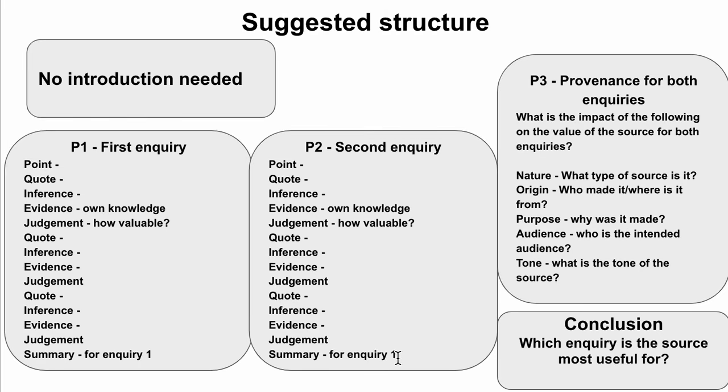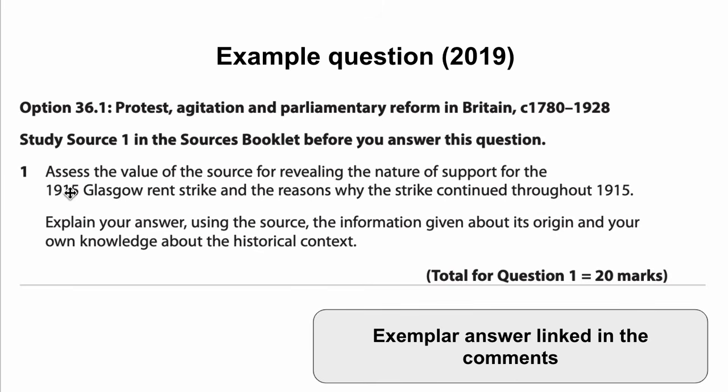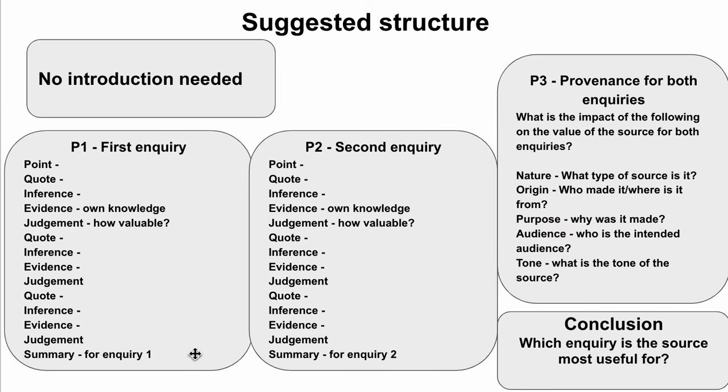So then at the end of each paragraph, do a summary. So overall, how useful for this inquiry. Okay, so follow the same structure for those 2 paragraphs. Then we get to the third paragraph, which is just about the provenance. So what is the impact of the provenance on the value of the source for both inquiries? The key term is the value of the source, because if you look at the question, it's about assessing the value of the source. So what impact does the nature of the source have? What impact does the origin, purpose have on the source?